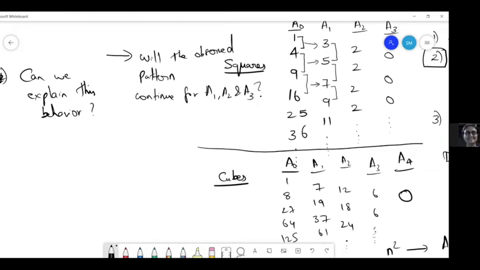I'm trying to find the answer to your first question: will the observed pattern continue for A1, A2, A3? Excellent. I've made an observation, can I share it? I got the answer using algebra. For this observed pattern, yes, it will continue, and here is why. I understood yours, you were explaining to Mega Ma'am. For cubes also, I got something similar.